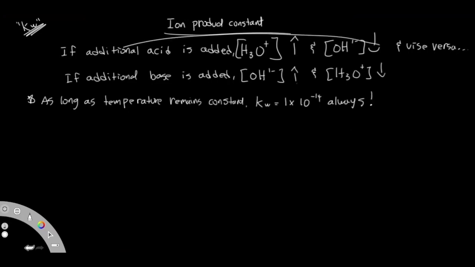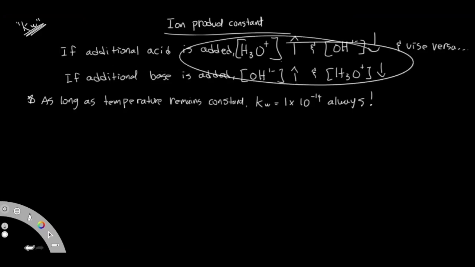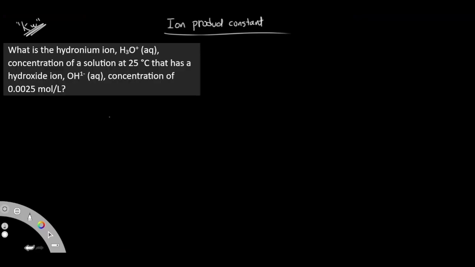Now, in case you want to see these guidelines be put into action, let's have a look at a few practice problems to see how they're executed. So this question is asking for the hydronium ion concentration. Well, we already know that Kw is equal to 1 times 10 to the negative 14, in moles squared per liter squared, but we'll get rid of the units for now. We'll figure it out at the very end. And it has a hydroxide concentration of 0.0025.